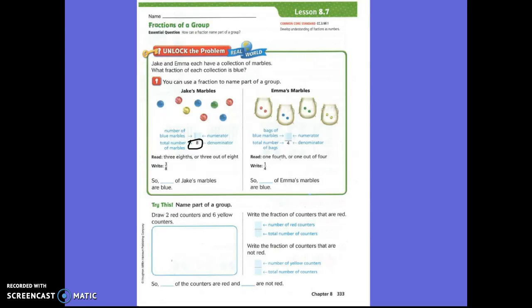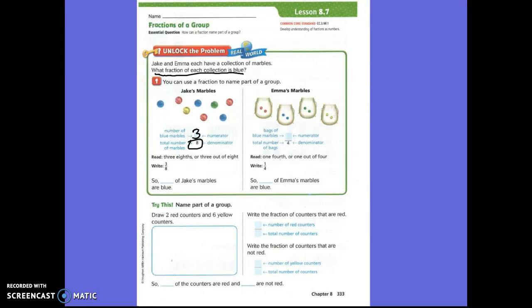All right. Now, the question is, what fraction of each collection is blue? How many of Jake's marbles are blue? Everyone? 3. That is your numerator. The question will give the numerator. The question was how many are blue? You look at it, you count how many are blue, and that's your top number. 3/8, or 3 out of 8, are blue. 3 marbles out of 8 marbles are blue.